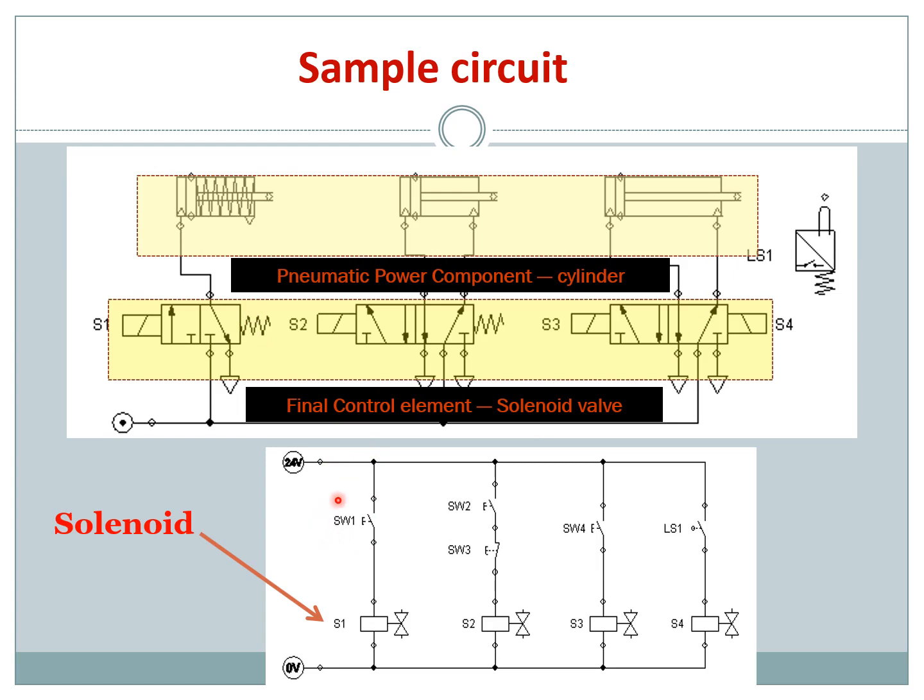Okay, so when you press switch 1, current will flow from 24 volt to 0 volt. So S1 will be activated. S1 is here, so it will be activated. When S1 is activated, your pneumatic directional control valve will change state and your cylinder will extend. Okay, so one is finished. You have two more switches, switch 2 and switch 3. You need to press both to activate this line. So when both inputs are given, S2 will be activated, and this directional control valve will switch state, and your cylinder will extend.